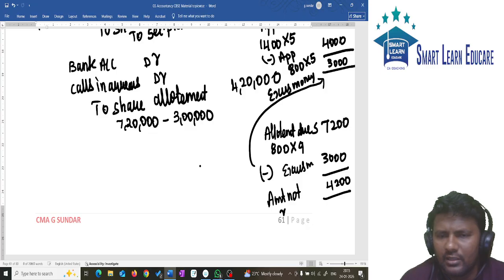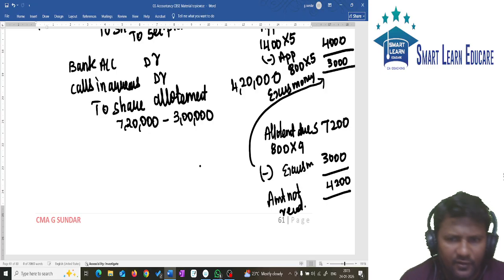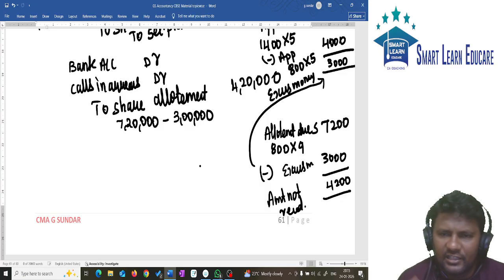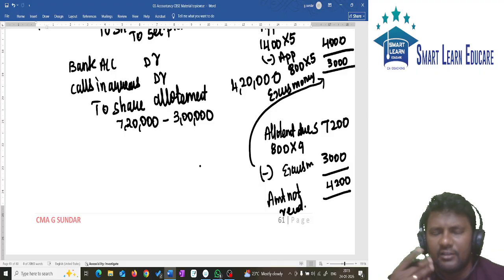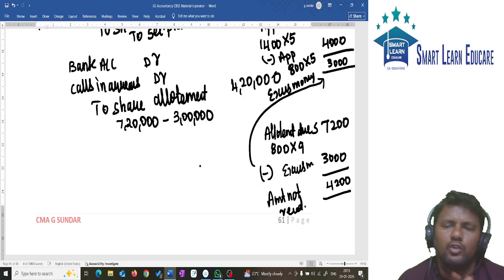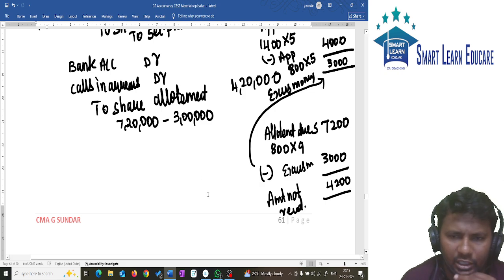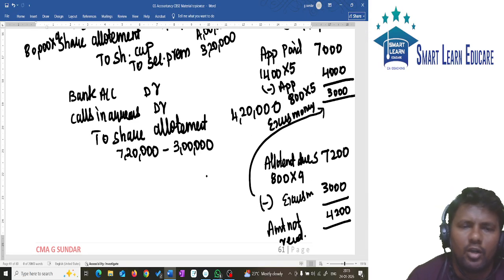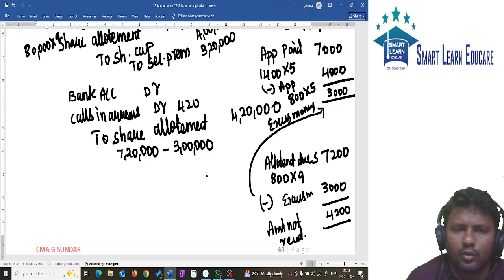This is called calls in arrears. When we send the letter to S, we will ask him to pay 4,200. We will send a letter: you have been allotted 800 shares. On these 800 shares, you have to pay 9 rupees, 800 into 9, 7,200. Whereas you paid excess already 3,000. The 3,000 we will set off. 7,200 minus 3,000, net you should pay 4,200. Like this we will send an allotment letter to them. So the amount not received, the calls in arrears, is 4,200.